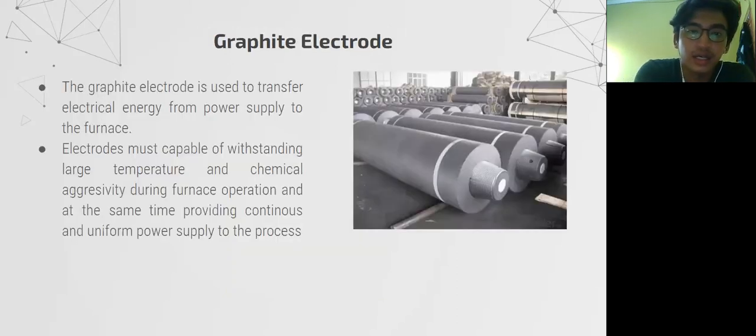Okay, this is a graphite electrode. The graphite electrode is used to transfer electrical energy from the power supply to the furnace. The electrode is capable of withstanding large temperature and chemical aggressivity during furnace operation, at the same time providing continuous and uniform power supply to the process. Next.